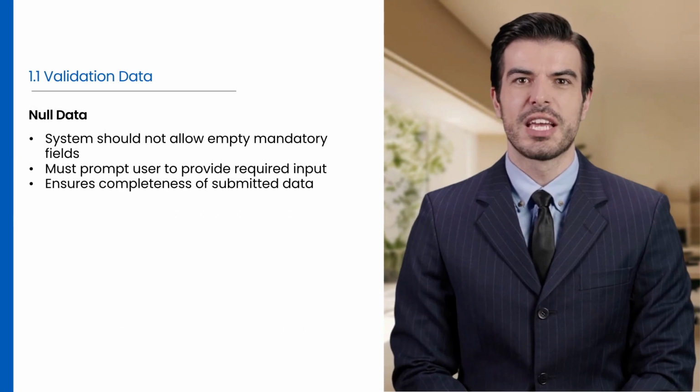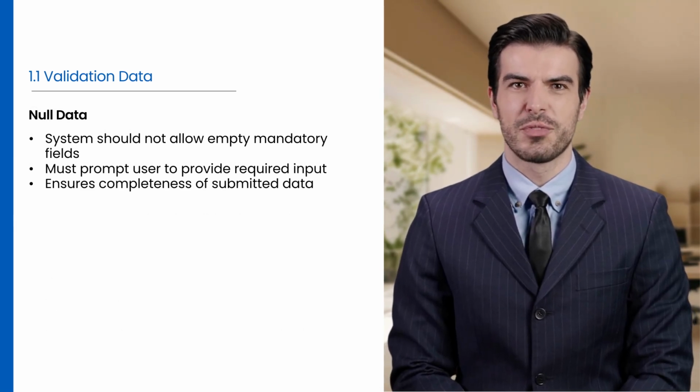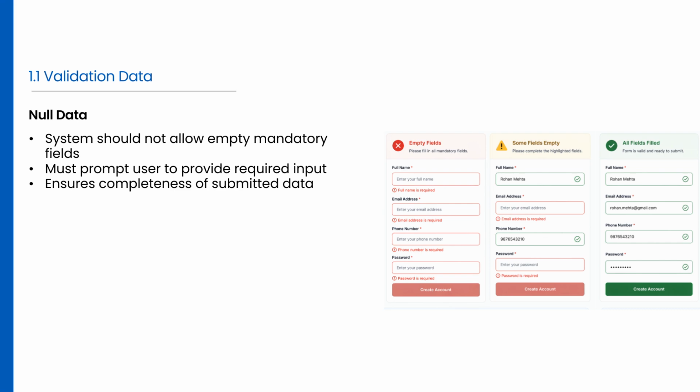Null data testing checks how the system behaves when no input is provided. The system should not proceed and must enforce mandatory field validation. This ensures data completeness. For example, if the user leaves the name field empty, the system should not allow submission. Instead, it prompts the user to enter the required information.